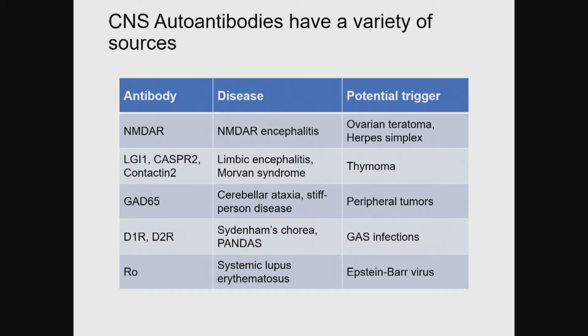And the other class of trigger involves infection. Bacterial and viral infections have both been implicated in development of autoantibodies against anti-Ro antibodies and the dopamine receptor, obviously, and then in NMDA as well. But what do these two trigger classes have in common, right?